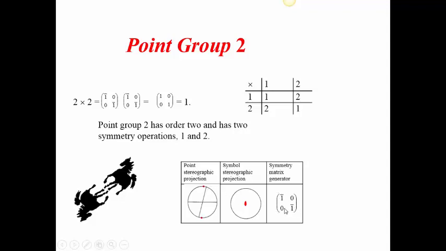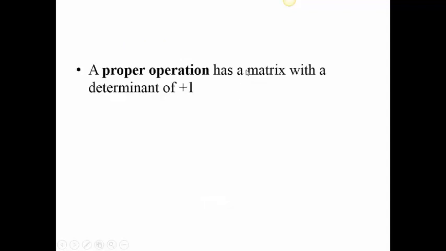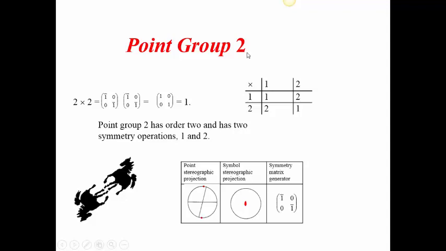The determinant of that is 1, so there is no change of handedness, so the 2 dots are red. And here's the symbol for the twofold. Notice we have the use of the word 2. 2 refers to the point group, and it also refers to the operation. And of course it has order 2 also.